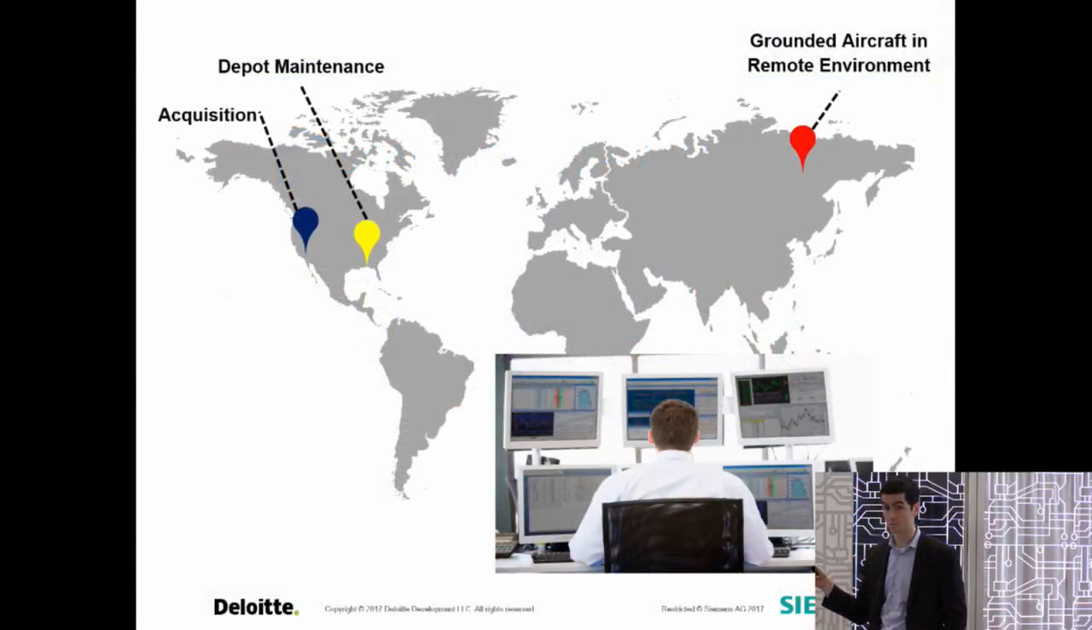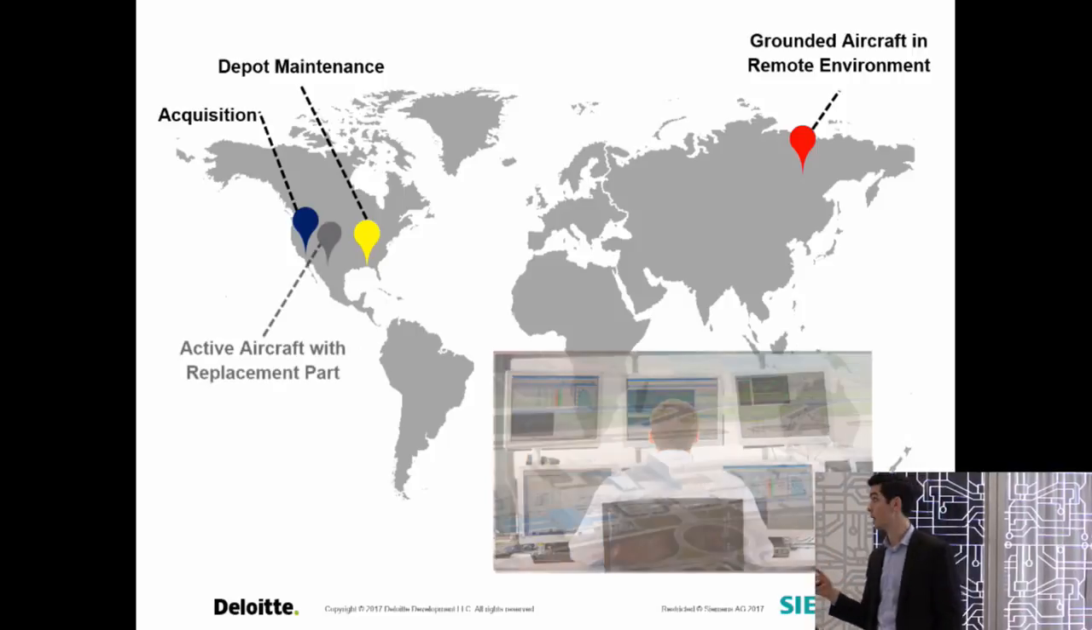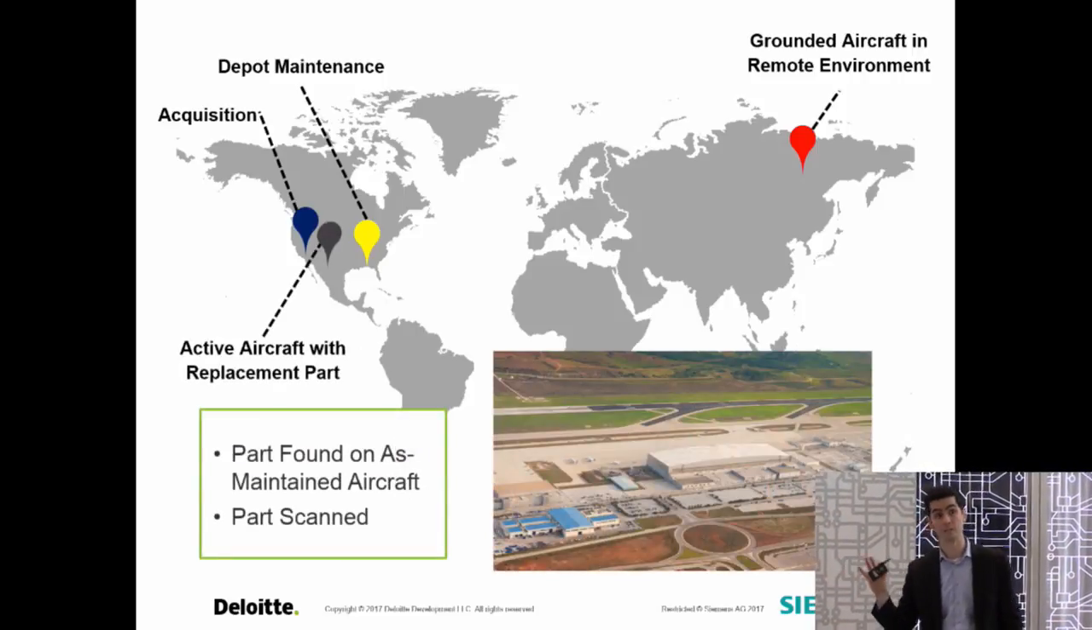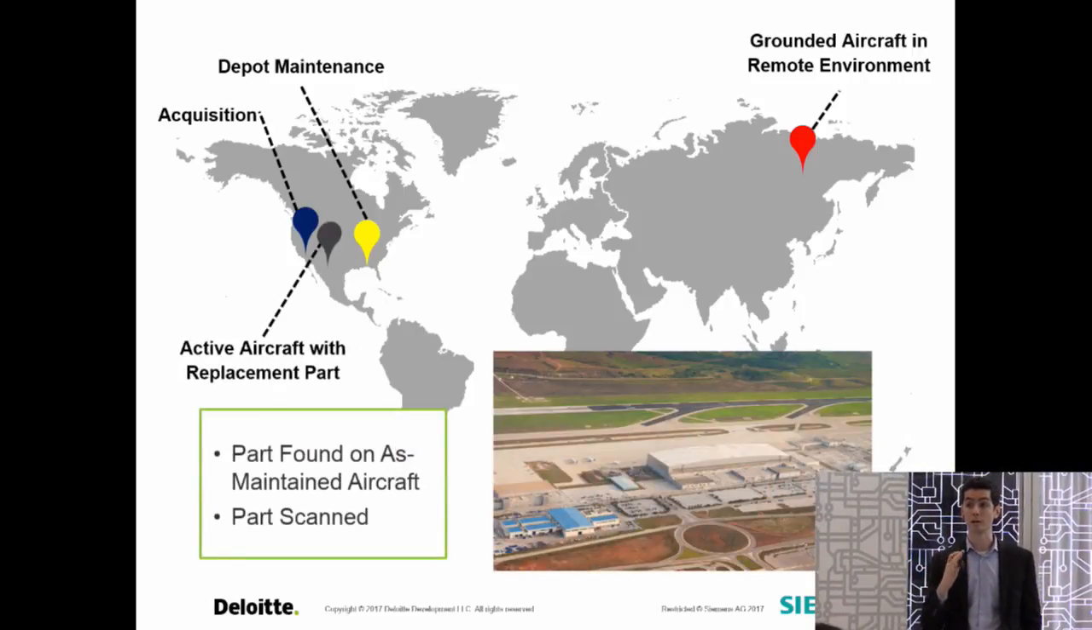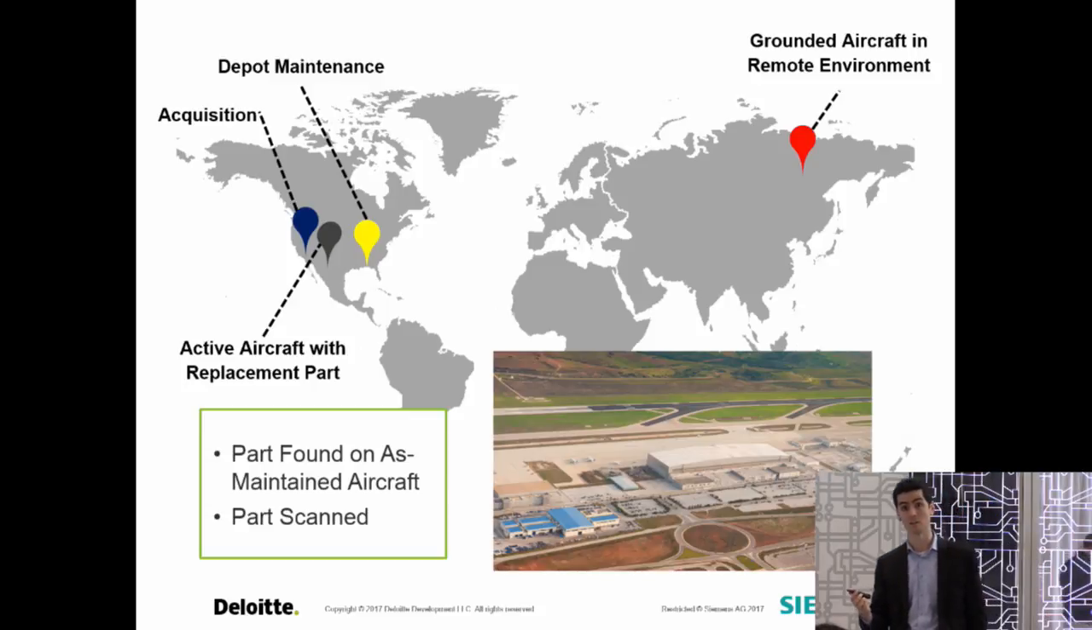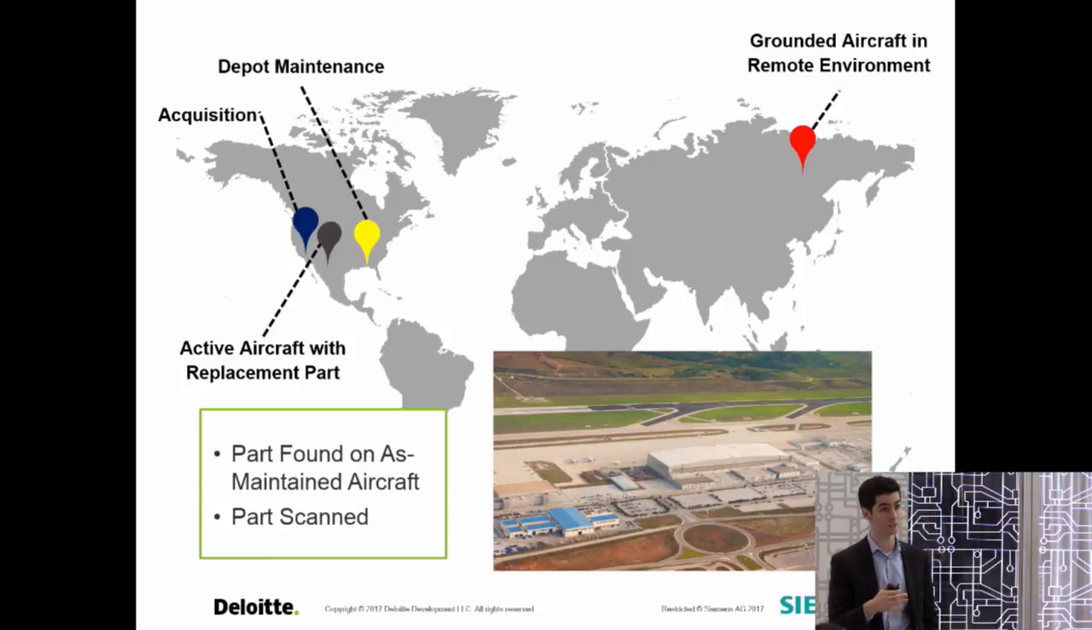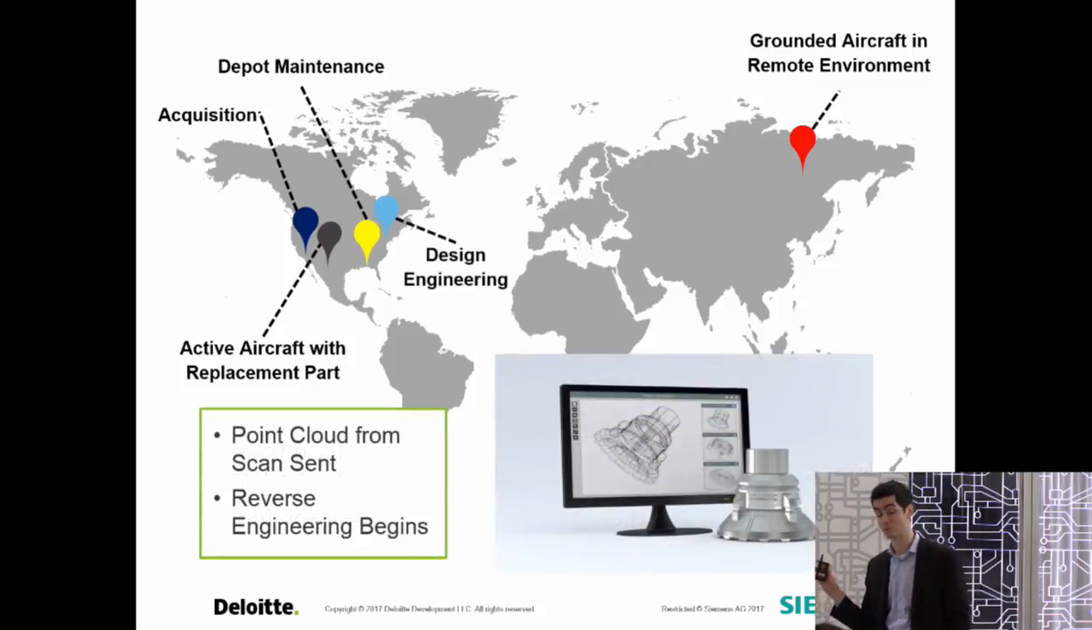So continuing this example, just to walk through our scenario a little bit further, in Team Center now, an individual could search for parts on our as-maintained aircrafts within the system to understand where this part exists in our current fleet. So in this case, they find an active aircraft that has this bell crank that they can remove to then scan and produce a point cloud for that bell crank, put that bell crank back on the same asset that it came from, and then that point cloud can be sent to a design engineering group to be able to begin the reverse engineering process.